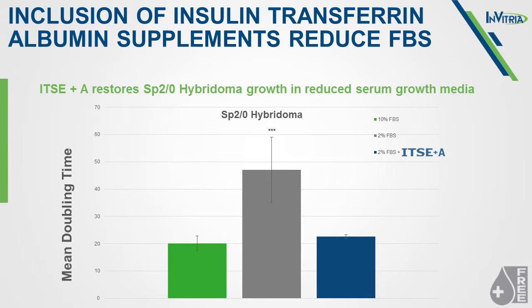In order to generate this data, cells were passaged for 3 serial passages in dynamic shaking culture, and the doubling times of each passage were averaged together to present the data shown here. As you can see, the inclusion of 8 mL per liter ITSE A with 2% FBS is actually able to rescue these cells in reduced serum culture versus 2% FBS alone. Further, IgG quantification, which I'm not showing here, but IgG production was also restored by the inclusion of ITSE A.